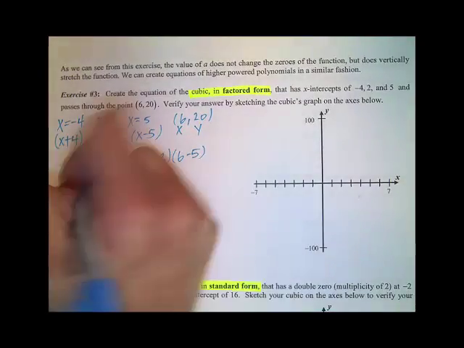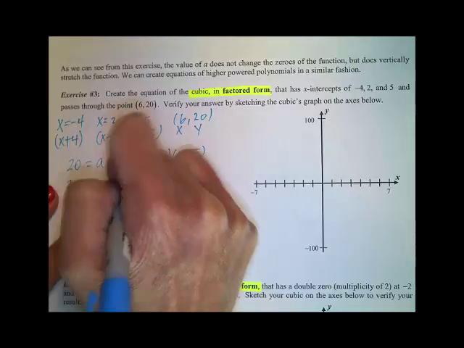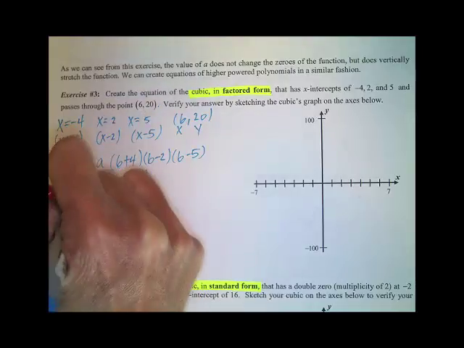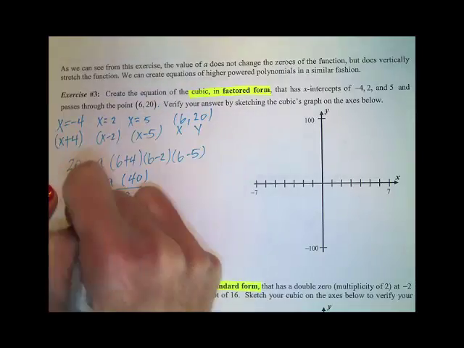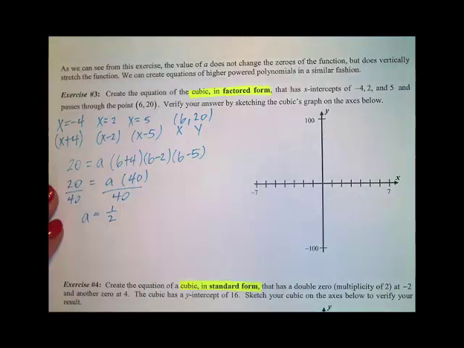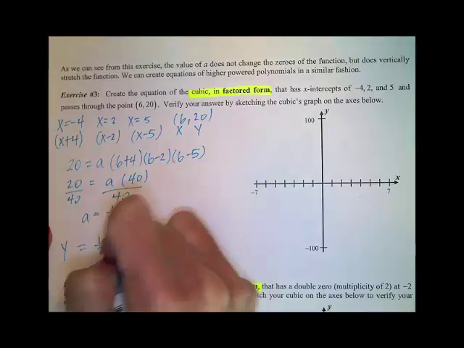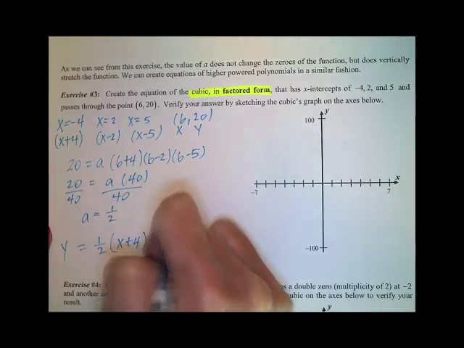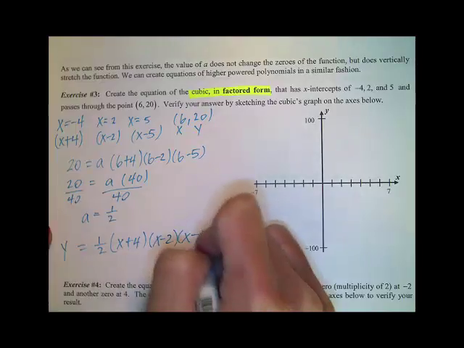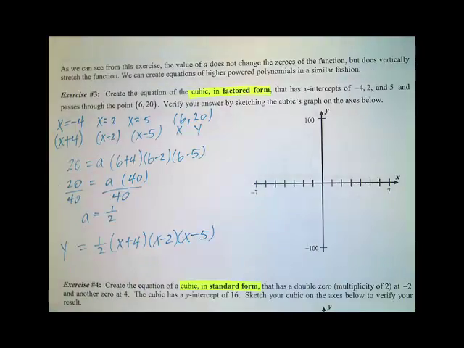So 20 equals a times 40 divided by 40. So a is 1/2. So now I know y equals 1/2 times (x plus 4), (x minus 2), and (x minus 5). And there is my factored form. So now I'm going to go and graph.